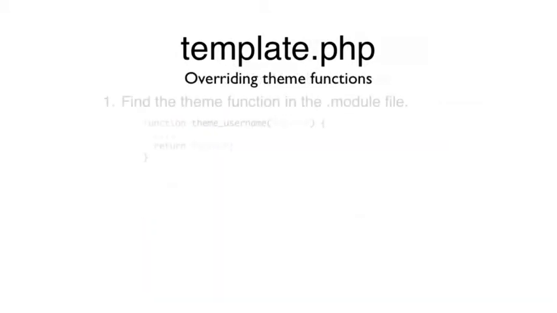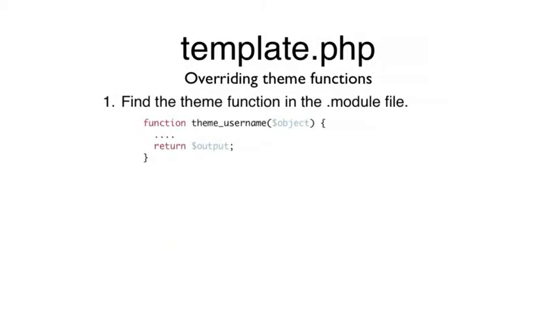Another thing that template.php is useful for is overriding theme functions. The most common example would be theme username. That is, for example, in the top of the node when it says, oh, submitted by Joe on this date. So the submitted by Joe part, the way that Joe is written, that's their username.